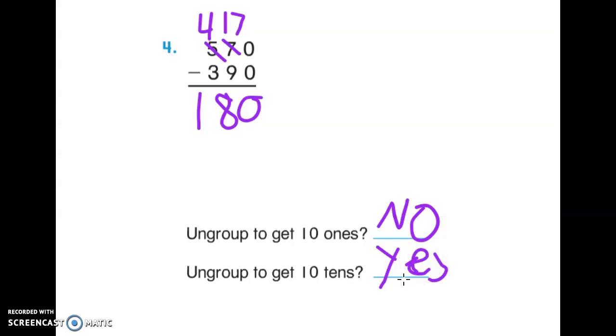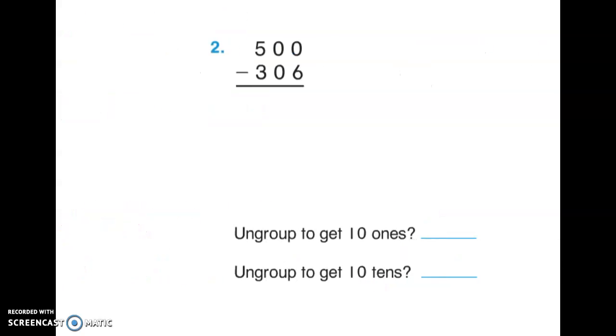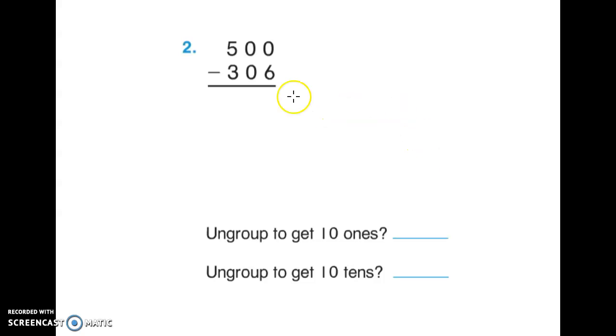For our last one, we have 500 minus 306. We start with our ones. 0 minus 6, can't do it, so I have to borrow. Can't borrow from a 0, so I have to borrow again. My 5 becomes a 4. My 0 would become a 10, but I have to borrow from it. So 10 minus 1 equals 9.